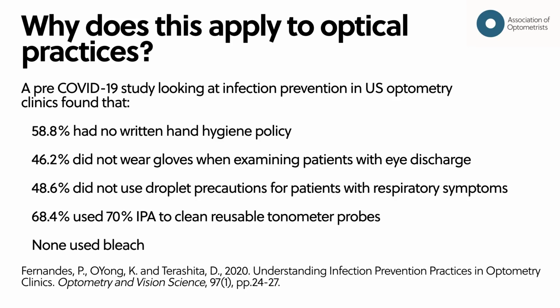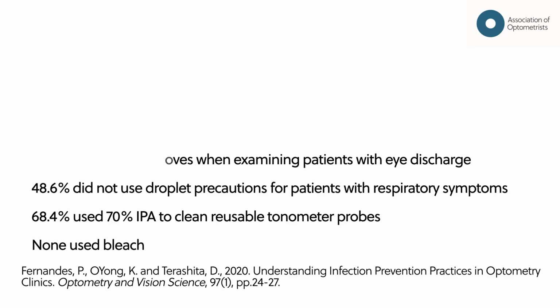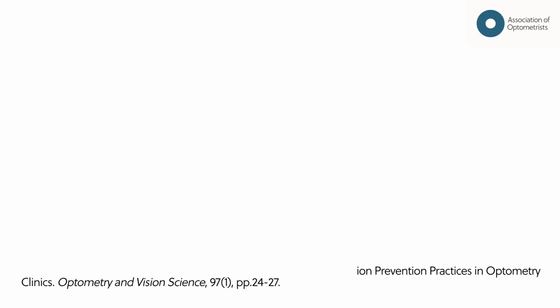48.6% did not use droplet precautions for patients with respiratory symptoms. And I suspect that will change in this new world that we live in, but pre this it didn't. And also 68.4% just used 70% IPA, or isopropyl alcohol, to clean reusable tonometer probes. None of them used bleach. And although US optometry is different, it's still reasonable to presume that some of these issues will read across to UK optometry. It's unlikely that they are vastly different.